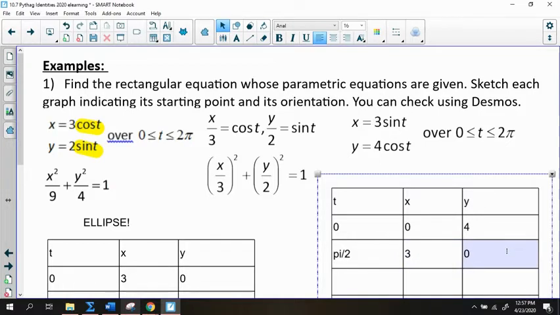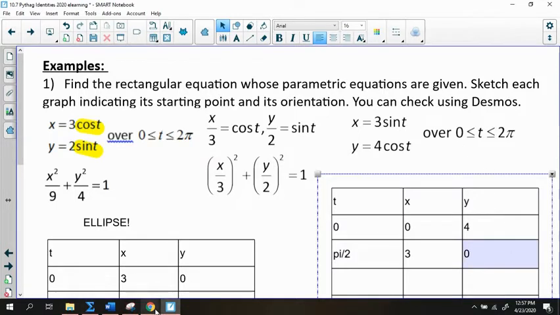This is kind of backwards the way we usually think of trig. Usually we think of x going with cosine and y going with sine, but this is actually the opposite direction. So my starting point is 0, 4, and then it's going down, so it's actually going clockwise. So it's starting at the top of the ellipse and going clockwise versus counterclockwise.